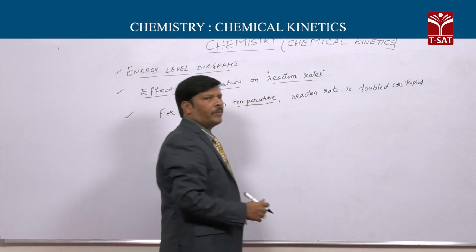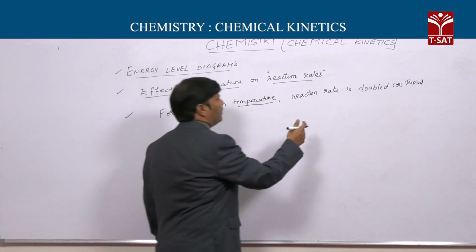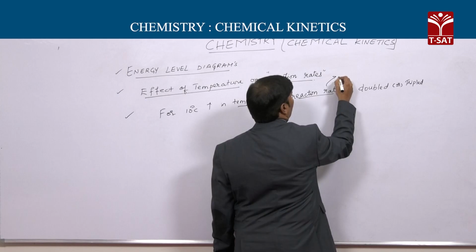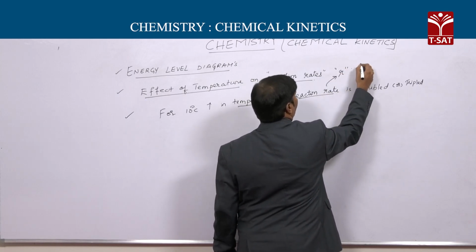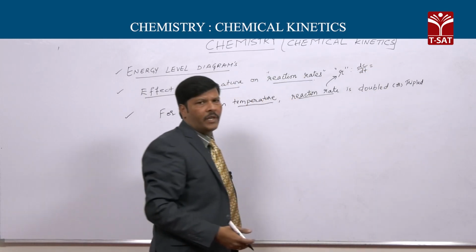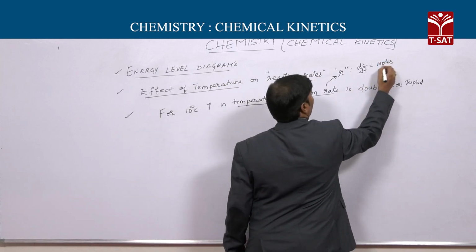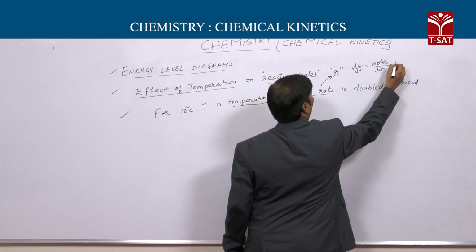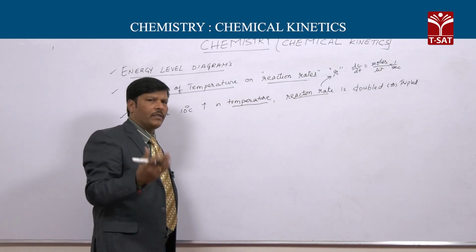Illustratively, you know very well that reaction rate, small r, is expressed as dC by dt. So its units are moles per liter per second, that is moles per liter into 1 by second. Moles per liter per second are the units for rate of reaction, which we already know.